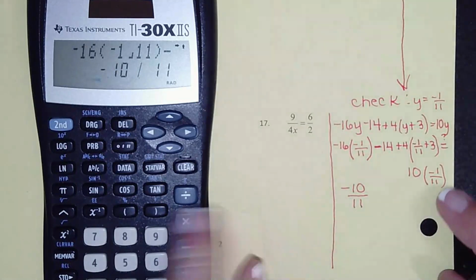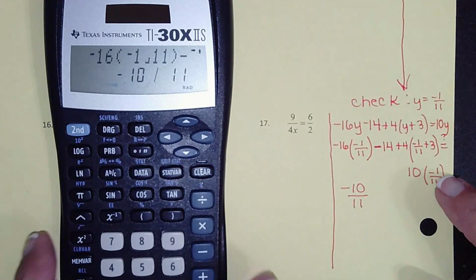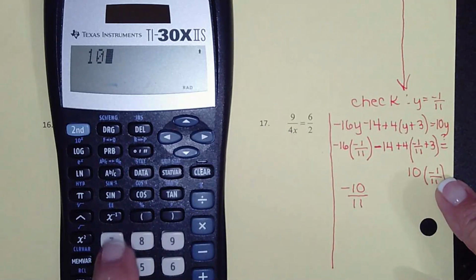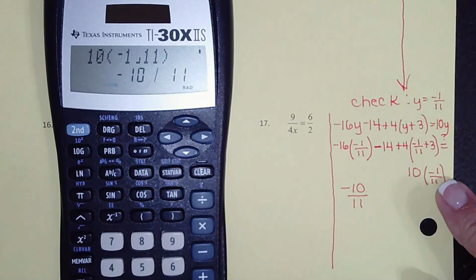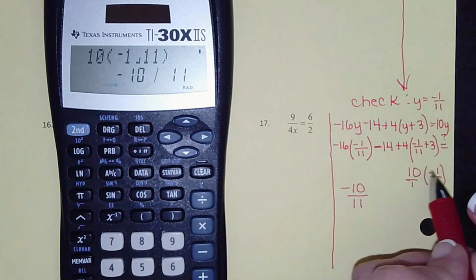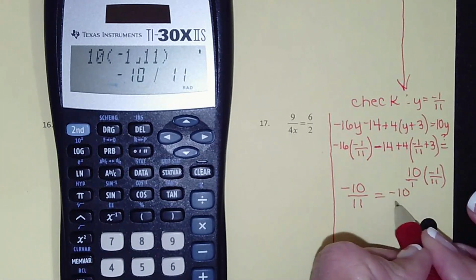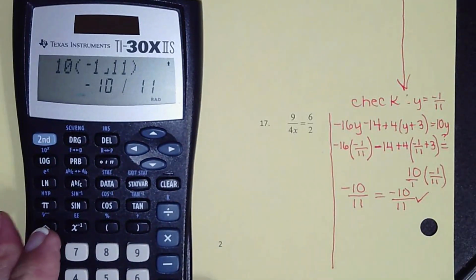And then I do the other side, and hopefully you can see this is negative 10/11 without doing it, but I'll still show you. 10 parentheses, negative 1 fraction bar 11, close. And it's negative 10/11 because in multiplication we multiply straight across, right? Negative 10/11. So look at that. Piece of cake to check as long as you know your calculator.